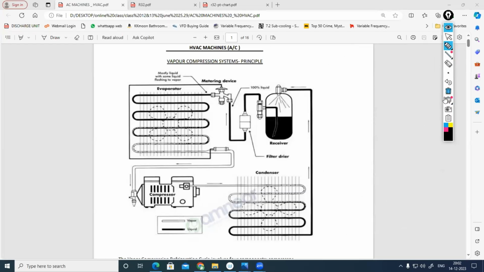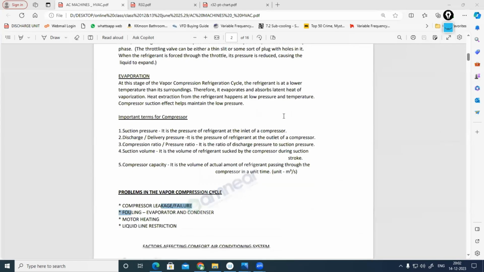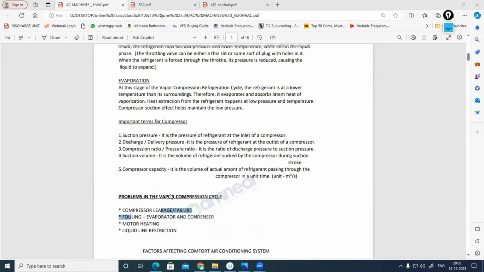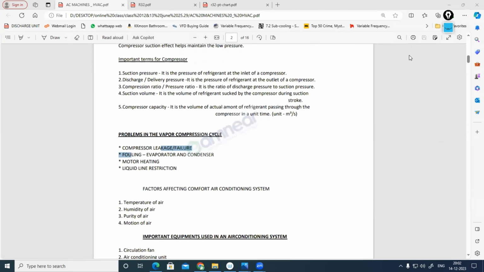Now, before going to the AC machine, one more thing we should discuss: types of air conditioning systems. Before that, this also. To give comfort for the people, what are the factors affecting comfort air conditioning? What all things do we have to take care of? Yes, temperature and humidity we have to maintain.